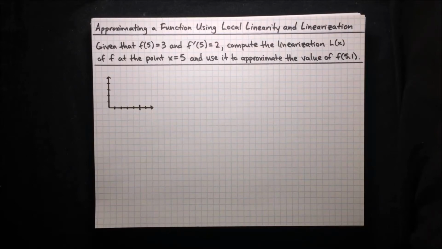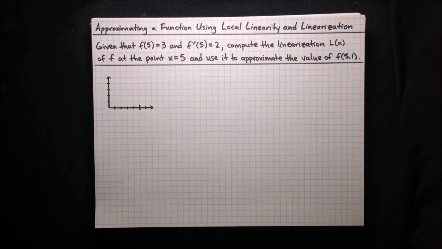In this video, we're going to learn how to approximate a function using local linearity and linearization. So we're given that f of 5 equals 3 and f prime of 5 equals 2, and we want to compute the linearization, L of x, of the function f at the point x equals 5, and also use that linearization to compute the value of f of 5.1.